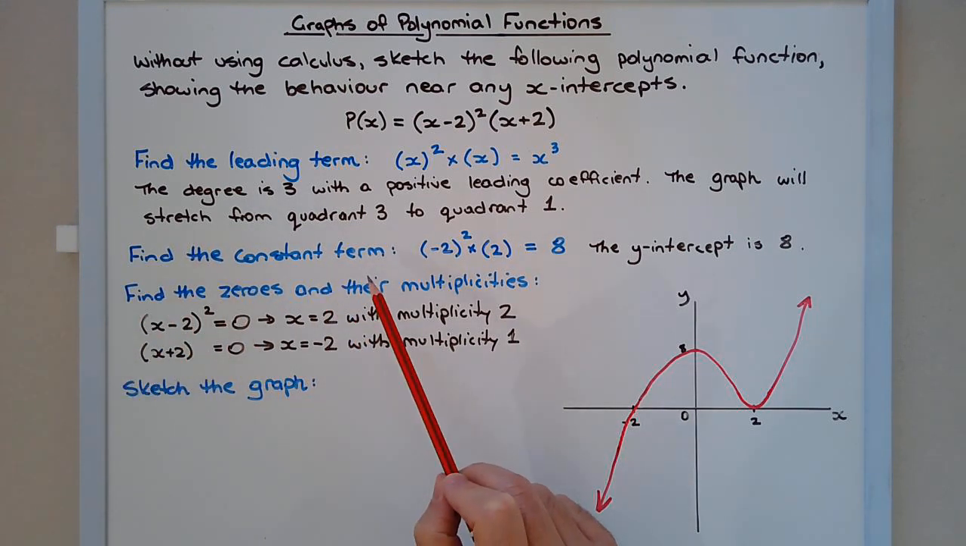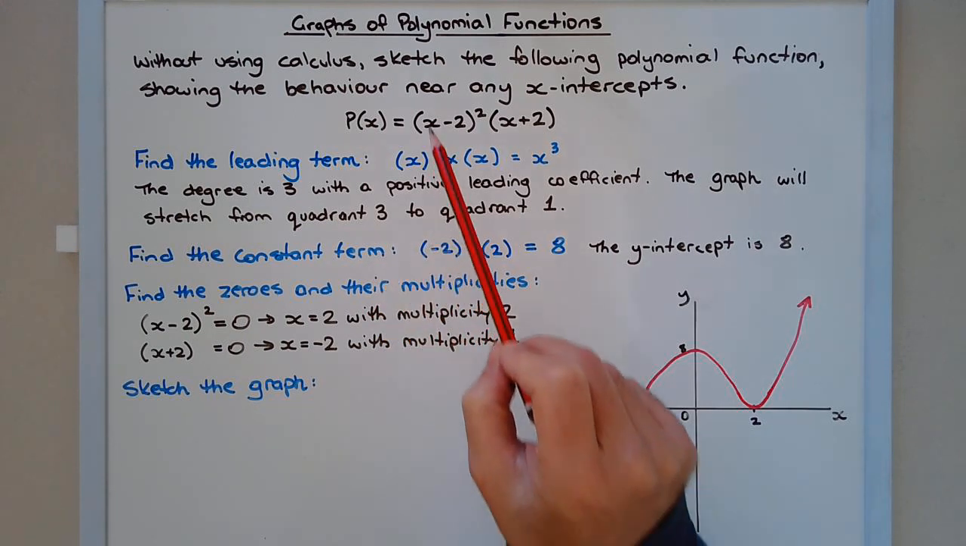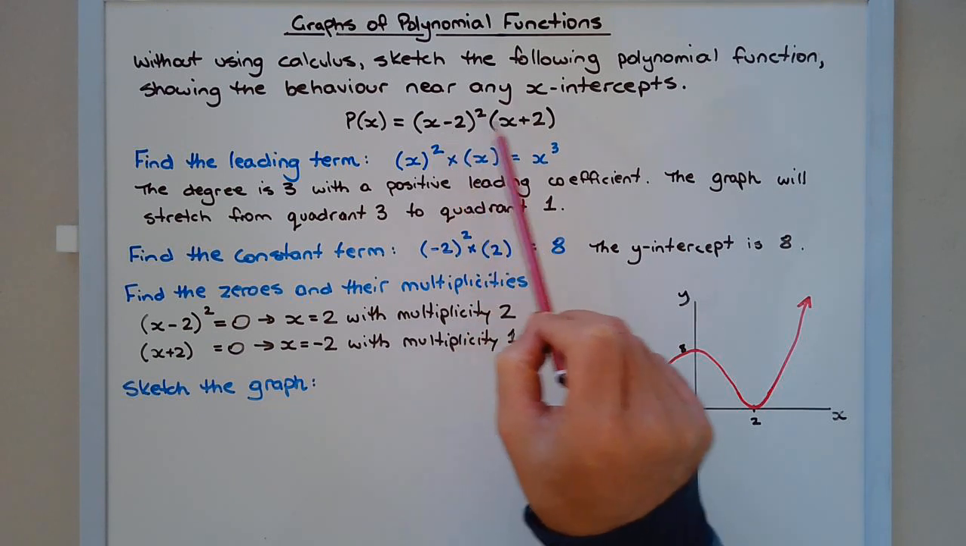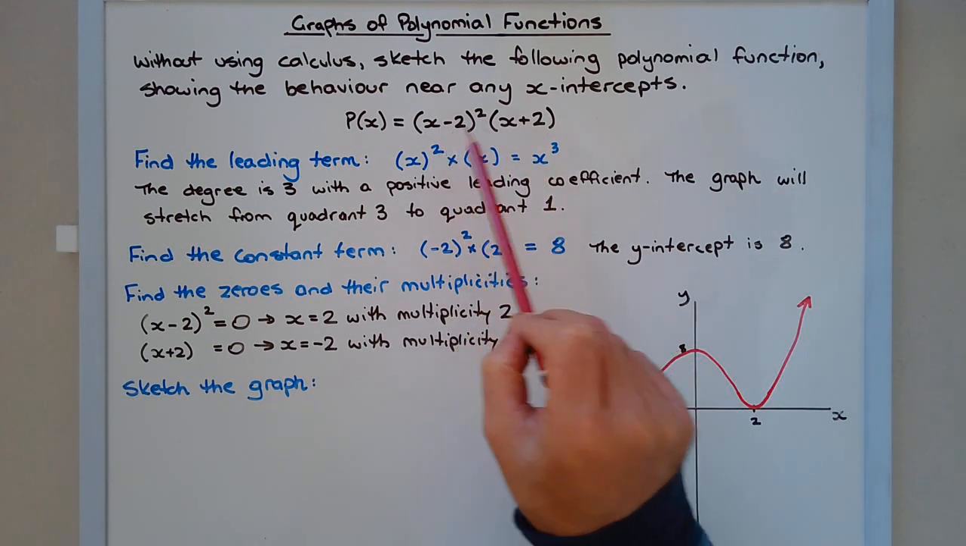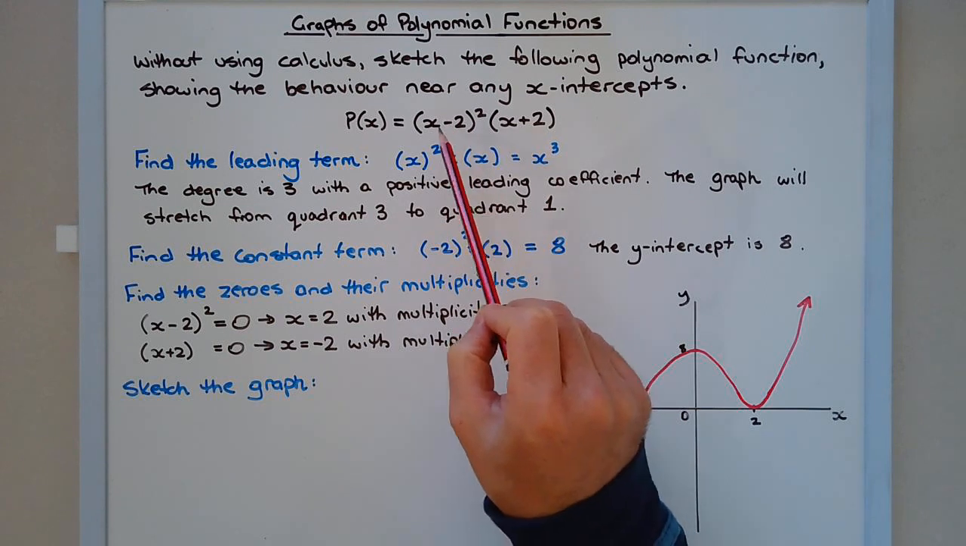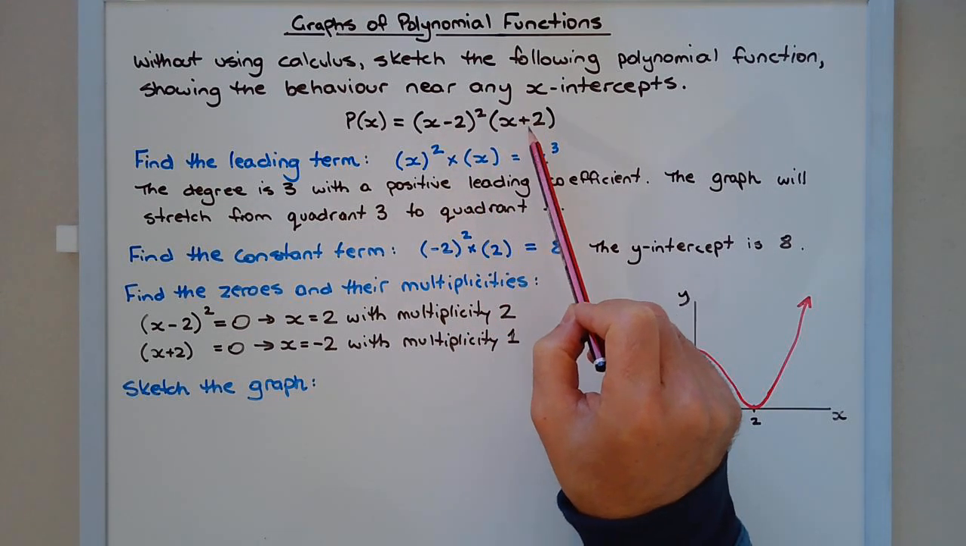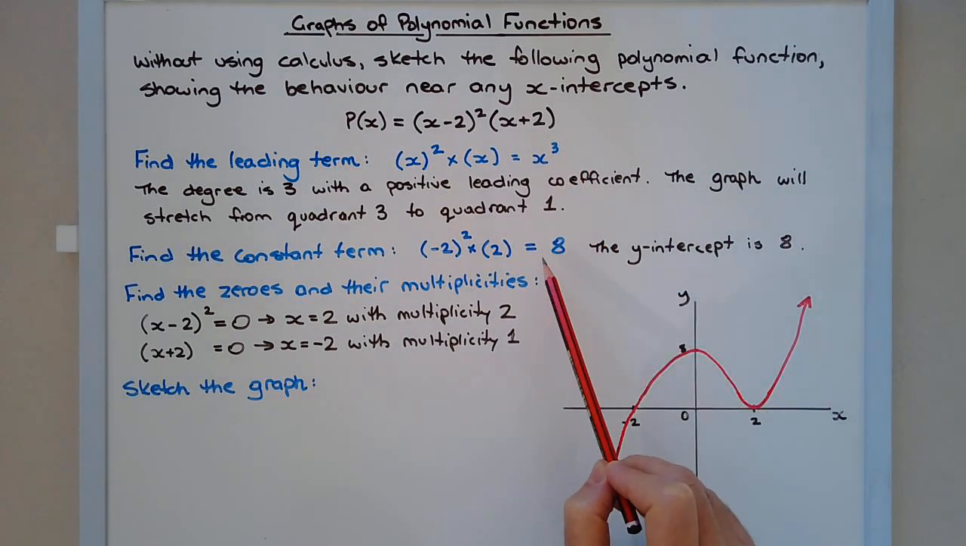Next, we find the constant term in a similar way to finding the leading term. So go back to our function. We'll look at the constant term in each bracket and we multiply them together. So negative 2, we raise that to the power of 2, multiplied by positive 2 to the power of 1, and we get positive 8. So the y-intercept is 8.